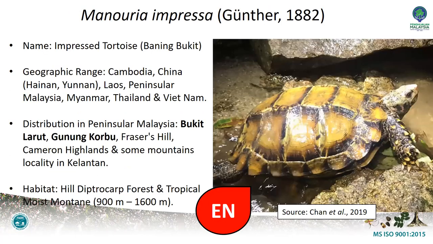Manoria impressa. Geographic range: Cambodia, China (Hainan and Yunnan), Laos, Peninsular Malaysia, Myanmar, Thailand dan Vietnam. Distribution in Peninsular Malaysia, spesies ini boleh dijumpai di Bukit Larut, Gunung Korbu, Fraser's Hill, Cameron Highlands and some mountain locality in Kelantan. Habitat spesies ini adalah hill dipterocarp forest and tropical moist mountain pada ketinggian 900 meter hingga 1600 meter.